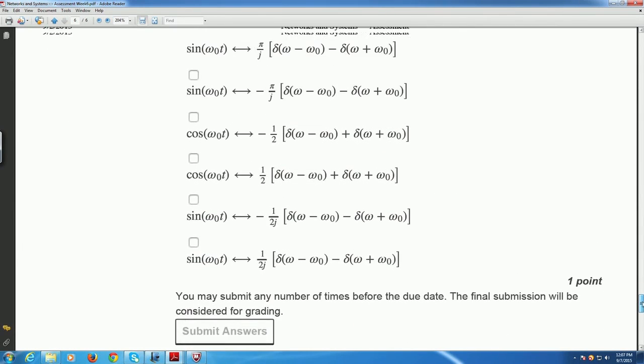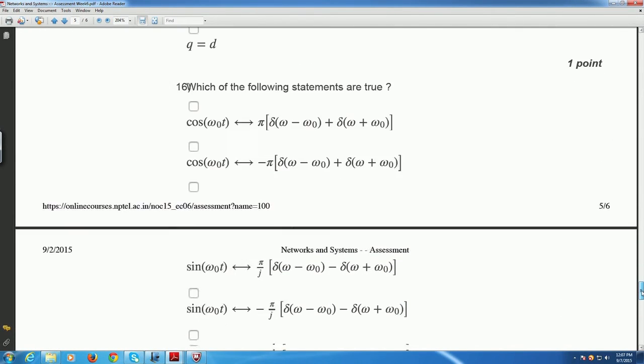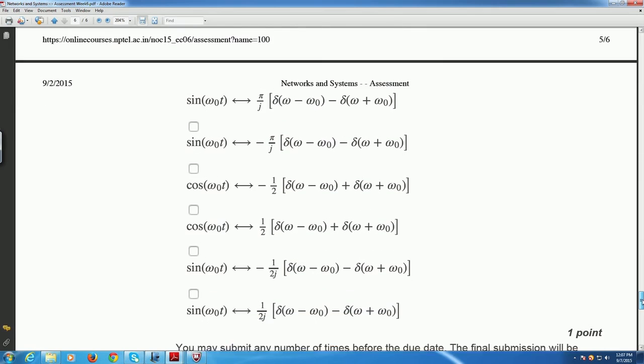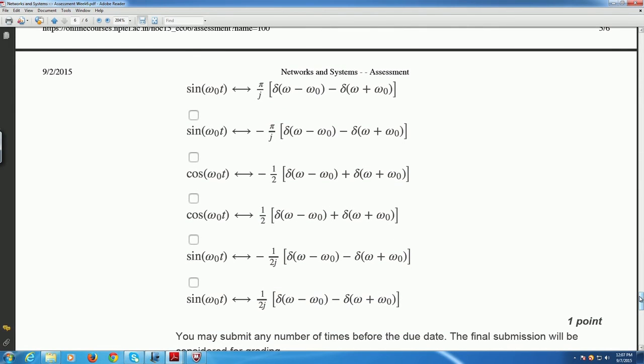We have come to the last question. The last question is just a simple table. Any Fourier transform table will give you a list of Fourier transforms, and in them there will be the Fourier transforms for sine and cosine. You just have to go there and identify which is correct and which is wrong. Then just pay attention: j times j is minus 1, so minus 1 by j, for instance, is plus j, etc. Make sure you do not make those kinds of mistakes. Once you take care of that, you will get the answer for the last question.